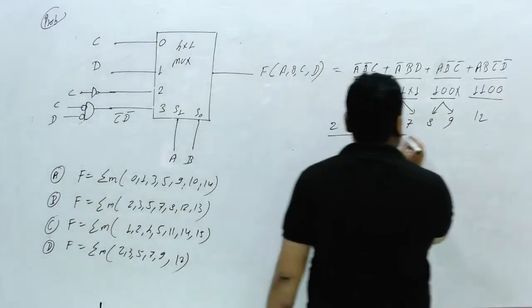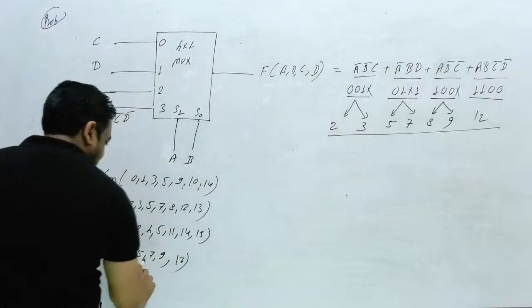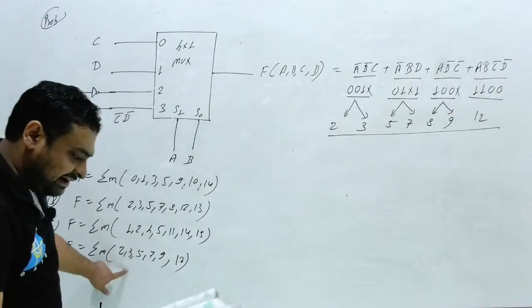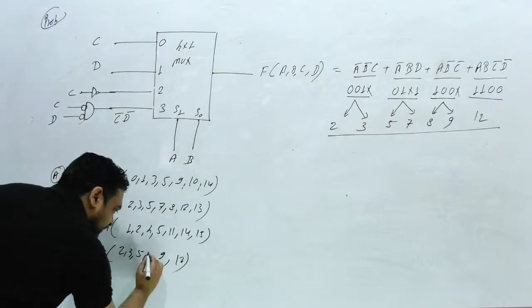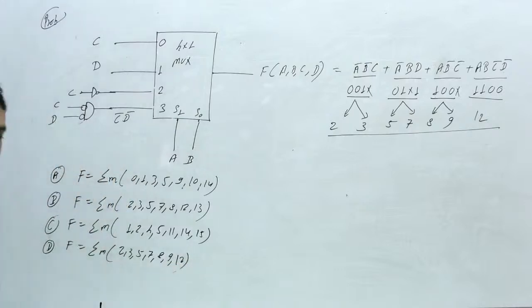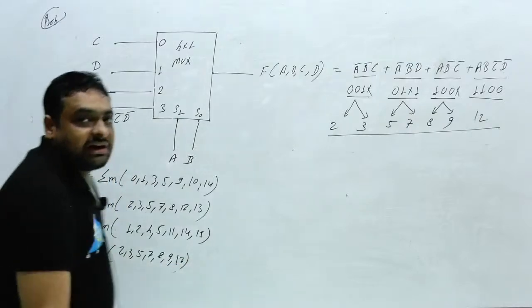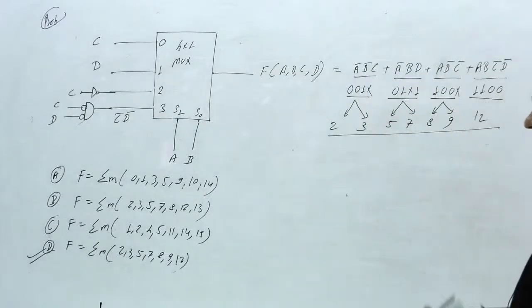You can see 2, 3, 5, 7, 8, 9, 12. Okay, the last option I think is wrong, no? It should be 2, 3, 5, 7, 8, 9, 12. Here 8 was also present. Just correct the last option. And answer D will be the correct answer.